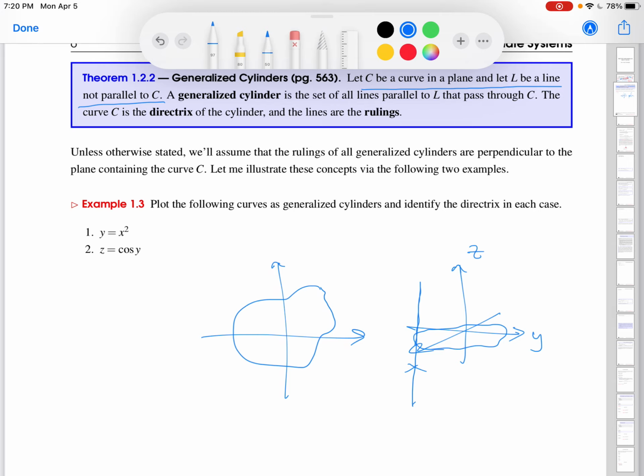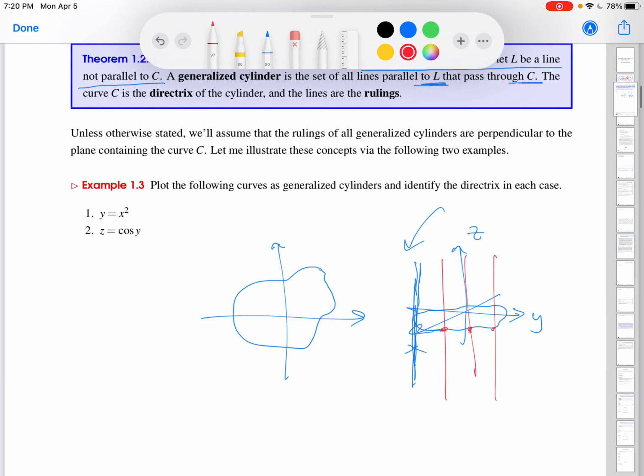So what we have in mind is a curve C, and we have these lines that kind of touch the curve, but not in the same plane as the curve. A generalized cylinder is a set of all lines parallel to L that pass through C. I've drawn one such line here, and I'm going to draw another one that touches C here, another one that touches C there, and another one there, and now you can get a sense of what a generalized cylinder is.